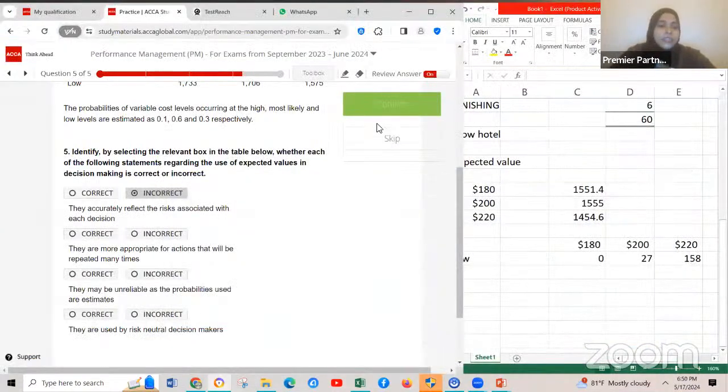So now the first one, they accurately reflect the risk. You all said incorrect. They are more appropriate for actions that are repeated many times. First answer this. They are more appropriate for actions that will be repeated many times. Correct. They may be unreliable as the probabilities used are estimates.